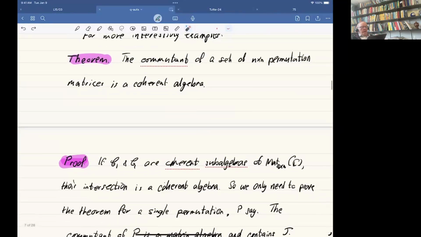Okay, the point I'm trying to make is that we only need to worry about the case where our set has size 1, because if we can prove that the commutant of a single permutation is coherent, then the commutant of a set of permutations is an intersection of coherent algebras and is therefore a coherent algebra. So you only need to deal with one. Okay, so that's nice.